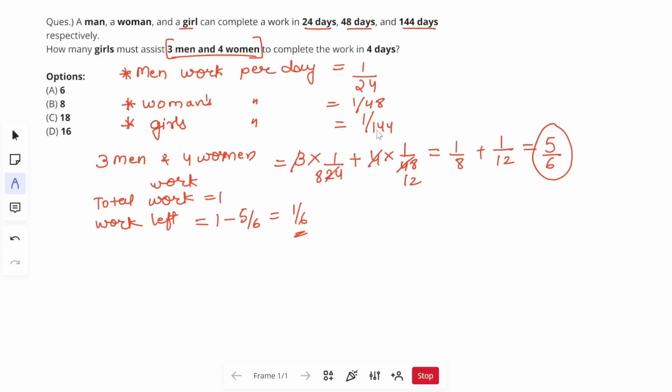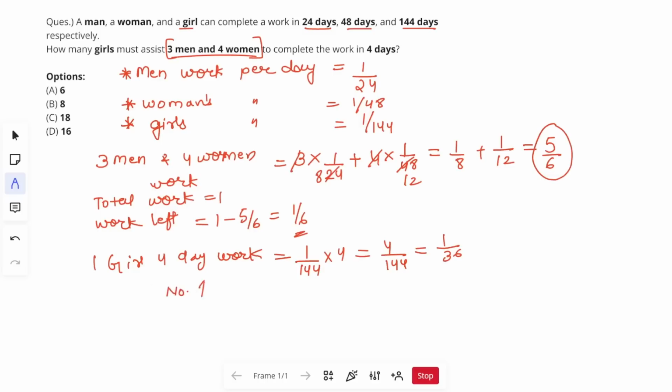That girls per day will do 1 by 144. So one girl's 4-day work is 1 by 144 into 4, which is 4 by 144, which is 1 by 36. So number of girls needed to complete 1 by 6 work, okay.